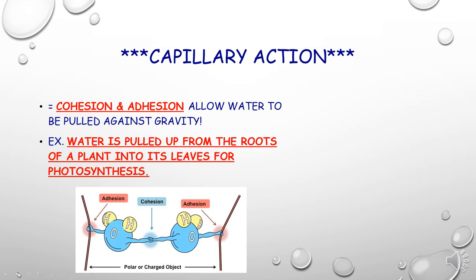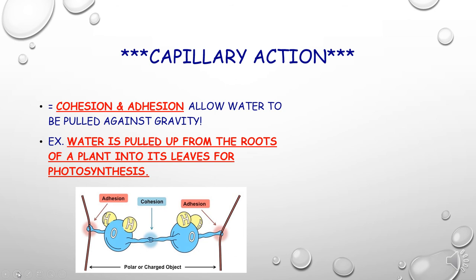Now we do have a relationship as well. When water goes against gravity, both cohesion and adhesion are utilized. Plants are our biggest example here. Water is pulled up from the roots into its leaves for photosynthesis. So you have adhesion in terms of connecting to the interior of the plant, whether it be the roots, the stem, or the leaves, and you have cohesion forming between the water molecules to form a pressure as it goes up.